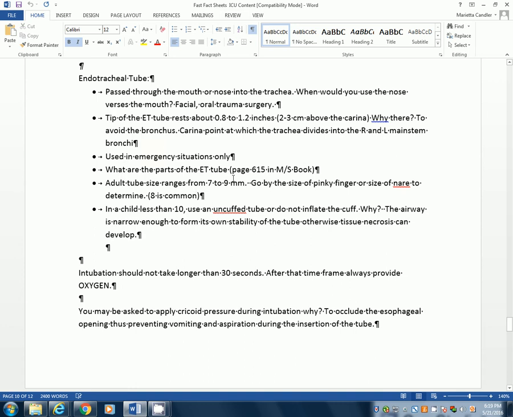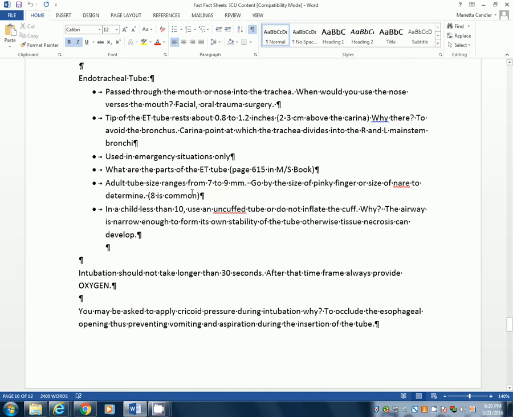And what are the parts of the ET tube? It talks about that in your book. It's on page 615. So you can review the parts of the endotracheal tube. It also shows you the endotracheal tube on page 615 and what it looks like.